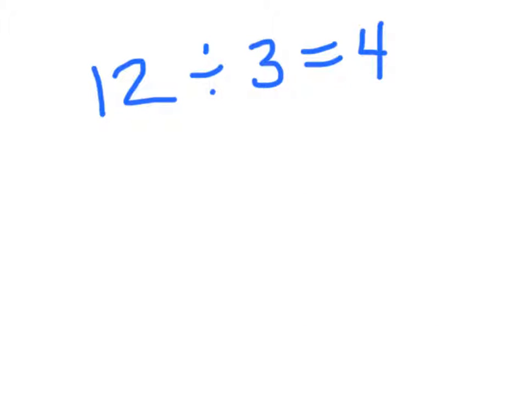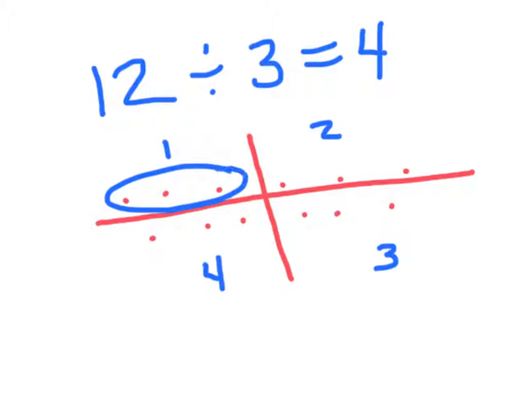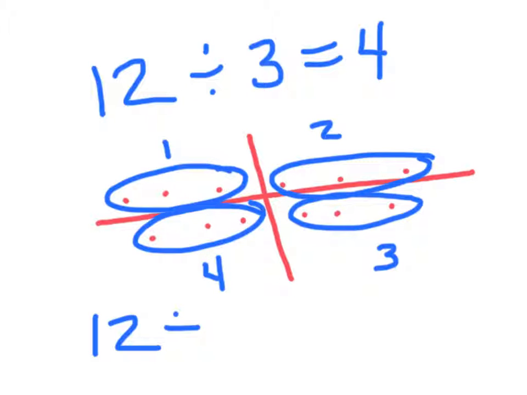We can also show, if we take that same 12 and divide it 4 ways, that we should end up with 3. Let's divide it like this. We have now 1, 2, 3, 4 different sections, and we have 3 in each of our groups. Therefore, 12 divided by 4 equals 3.